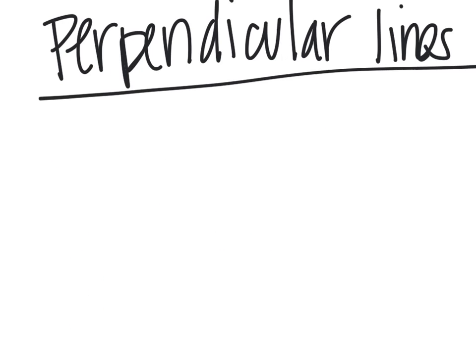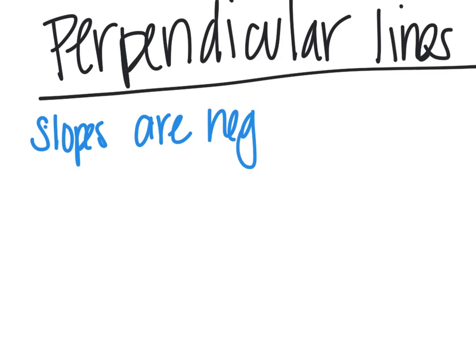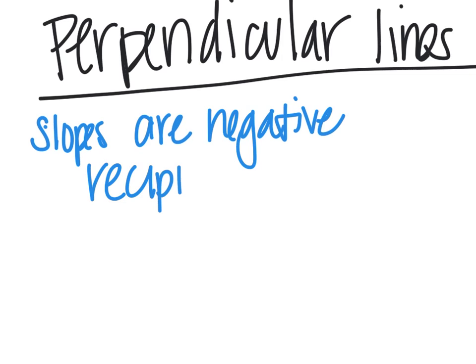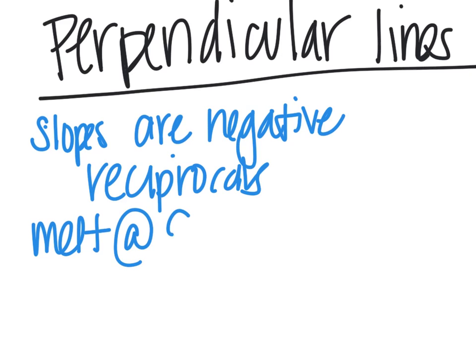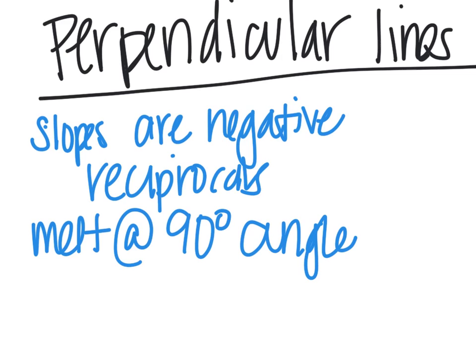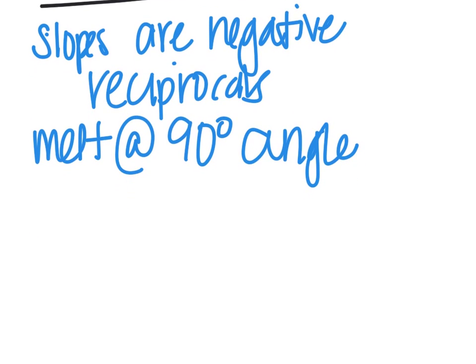Perpendicular lines have the mathematical definition that their slopes are negative reciprocals. That's the mathematical definition of their slopes. We also need to remember that perpendicular lines meet at a 90-degree angle. So to give you an example of perpendicular lines, visibly, they're going to be two lines that look like this, so that this angle is 90 degrees.